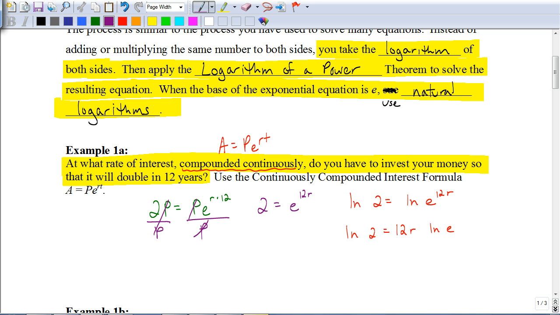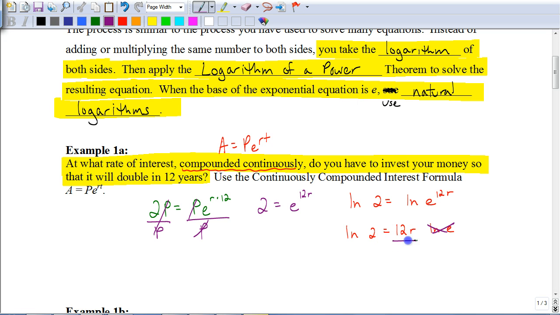And you may recall that the natural log of e, remember natural log means you have a base e. So if I have a logarithm of base e of e, well, that simplifies to be 1, because what exponent would you apply to e to get e as your answer? It's going to be 1. So that natural log of e, since it's 1, is not going to have any impact on the solution. So I would have the natural log of 2 equals 12 times r.